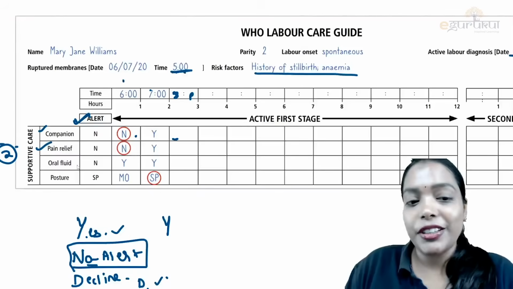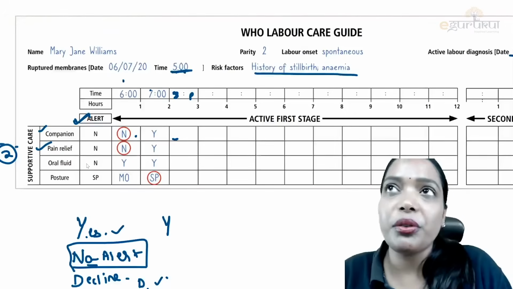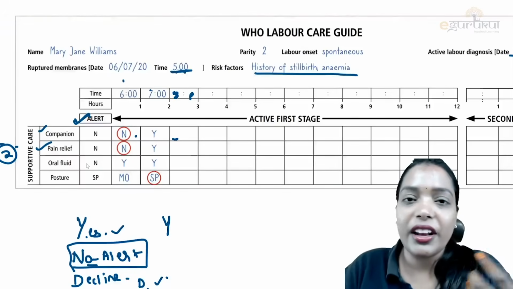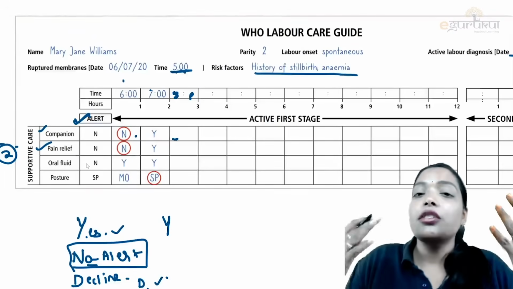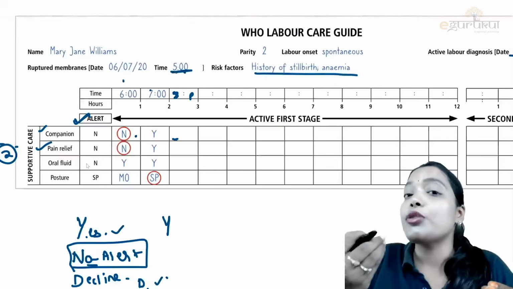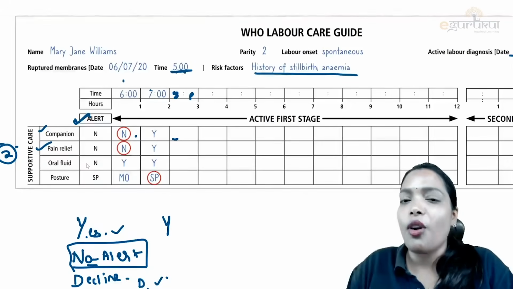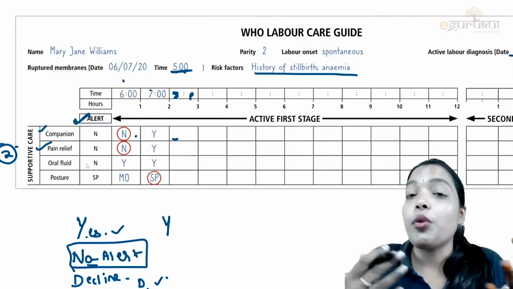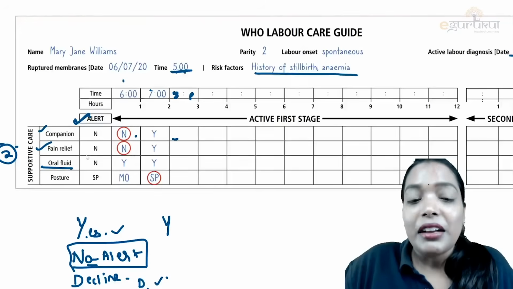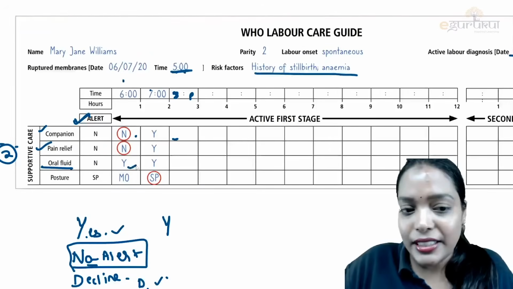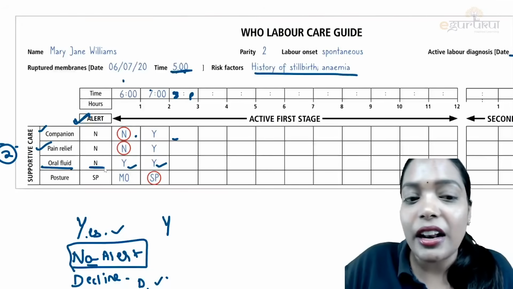Next, oral fluid, whether she's taking oral fluid or not. In the active stage, you cannot ask her to eat something heavy. But they should be hydrated to prevent dehydration. So you can give them oral fluids to be taken by themselves instead of an IV line. You ask her to drink some juice or some water. So oral fluids are very important. If she has taken the oral fluids, yes, it's a good sign. But if she has not taken oral fluid, it is an alert.